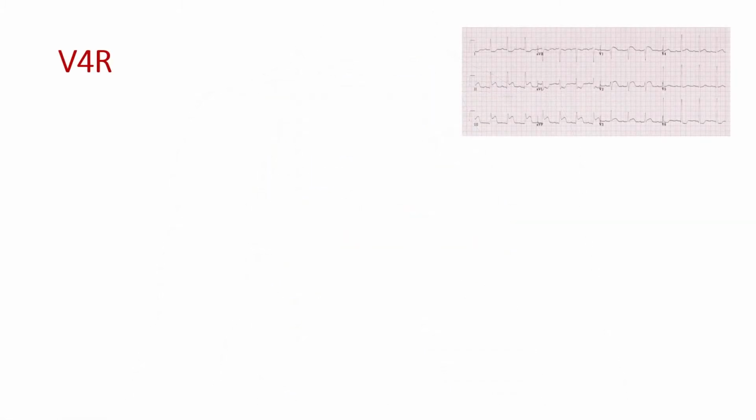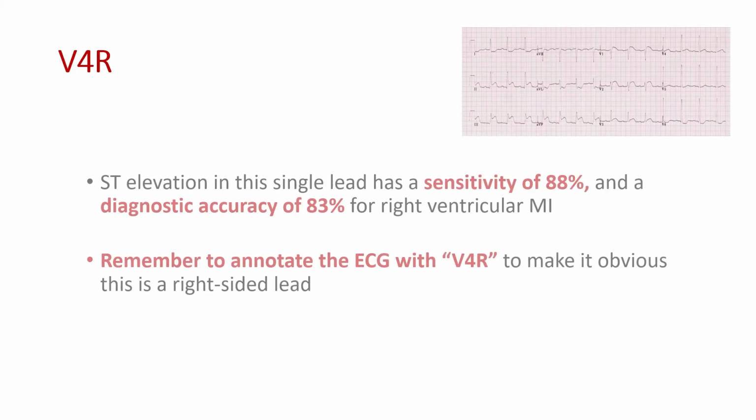Okay, so if we do a V4R, and that's what we're going to call this lead, V4R for V4 right, multiple studies say it has a sensitivity of 88% and a diagnostic accuracy of 83% for right ventricular MI. Again, the same as the posterior leads, make sure that you put a note on the ECG saying V4R to make it obvious that this is a right-sided lead as opposed to the left-sided lead, and easy peasy, job done.